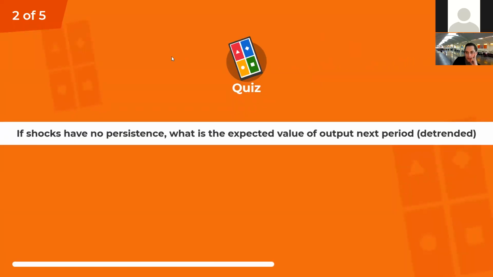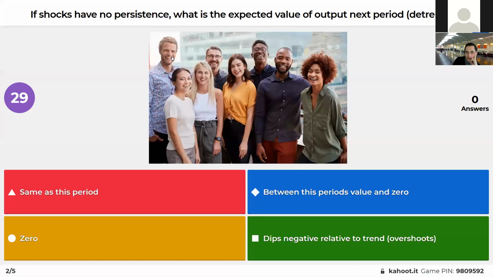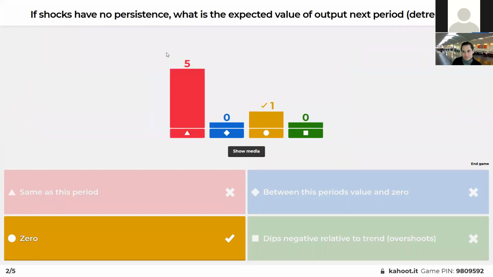If shocks have no persistence, what is the expected value of output next period, detrended? So if there's no persistence in the shocks, what do we expect output to be tomorrow? Maybe you should have said log and detrended. Actually, I wrote this and said same as this period, but that's not quite right, because this period, there are shocks.